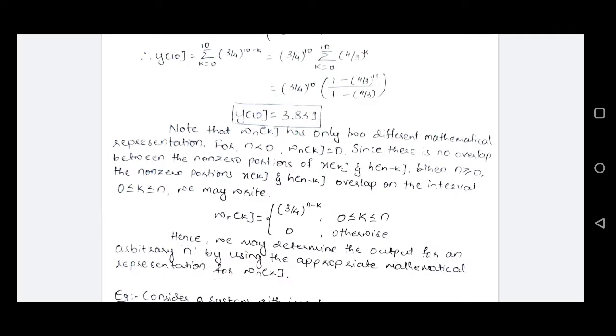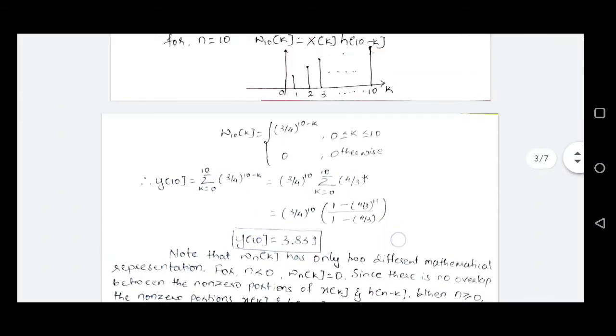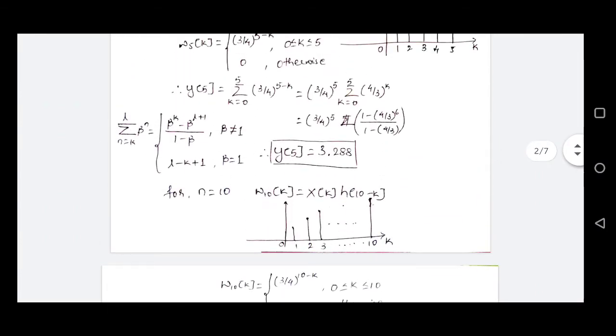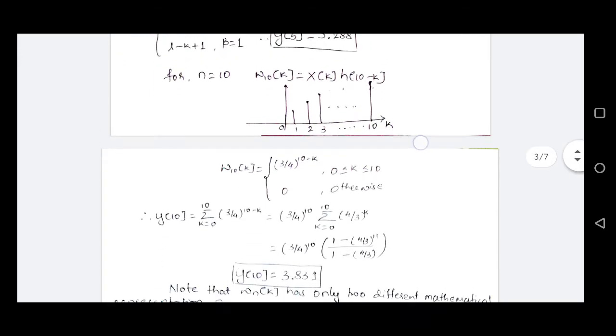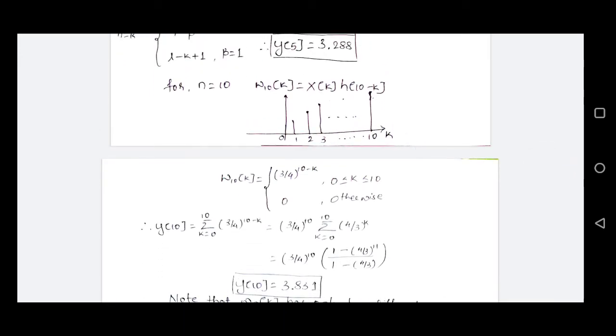So the intermediate signal in general can be written as w_n of k equals (3/4) to the power n minus k for k between 0 to n, and 0 otherwise. And if you look at the nature of the output we are getting, the output of the LTI system is exponentially growing. For n equals 5, the output was 3.288, and for n equals 10, the output is 3.831, which is more compared to the previous value.